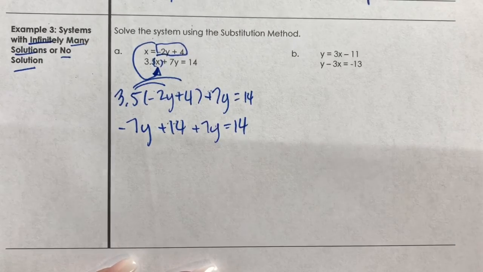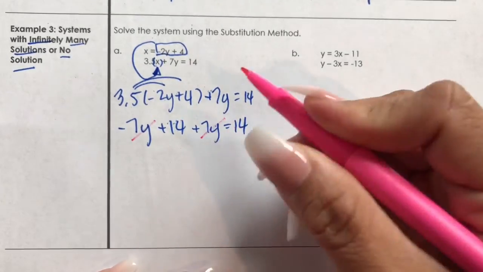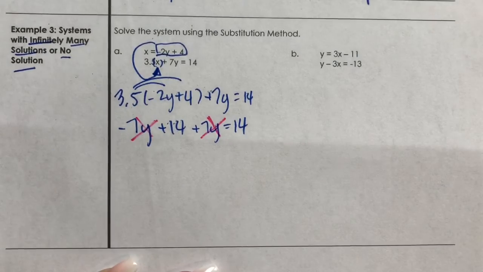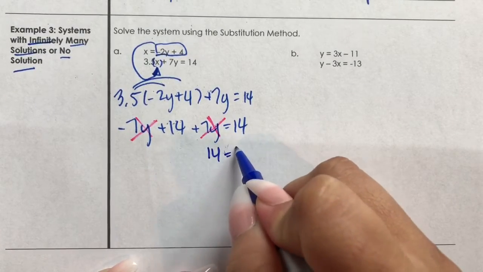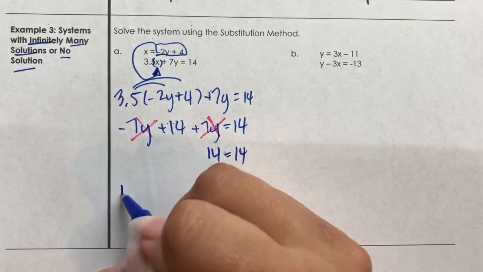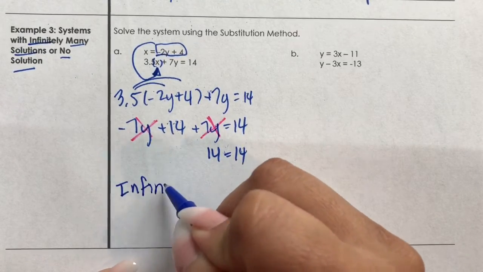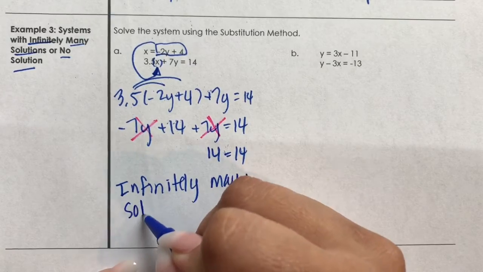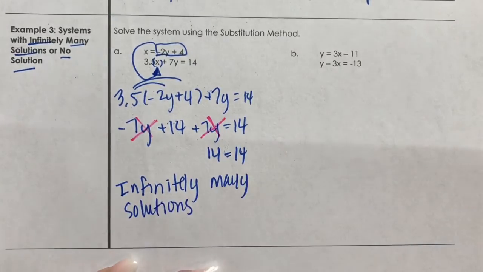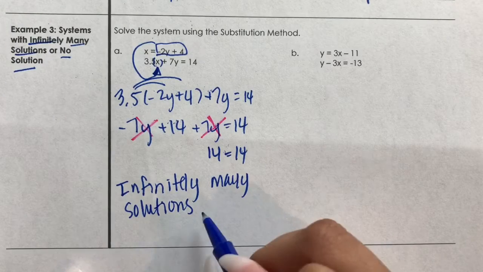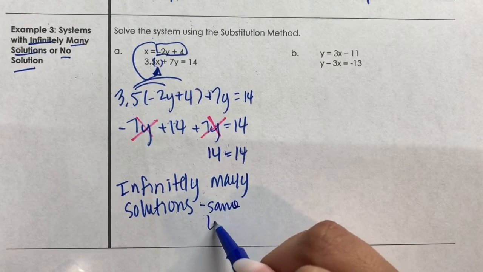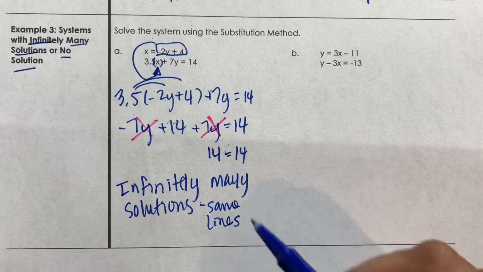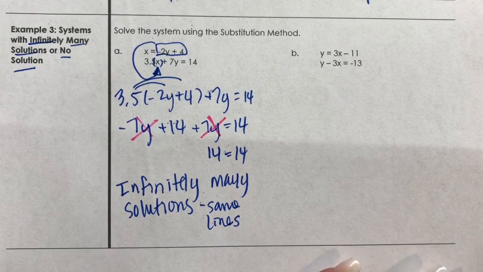Collect like terms. These two are going to simplify away. So now I have 14 equals 14. And that means it's infinitely many solutions. Alright? So that means that they are the same line. Same lines.